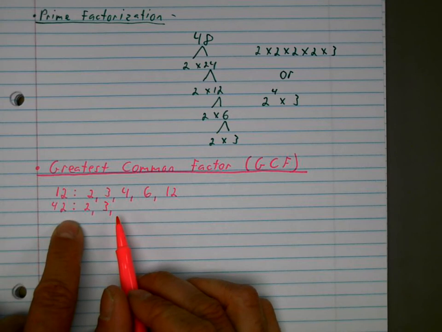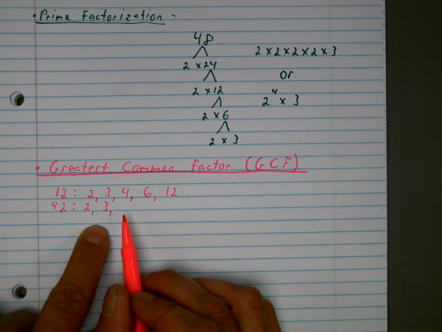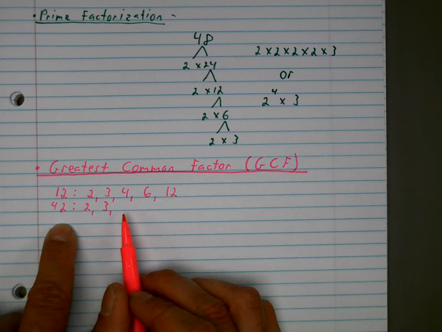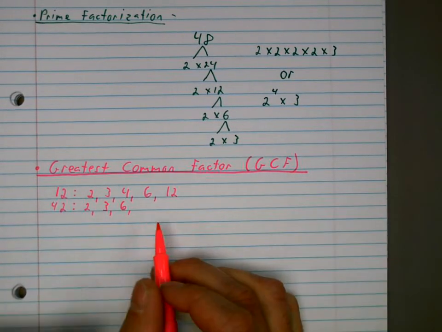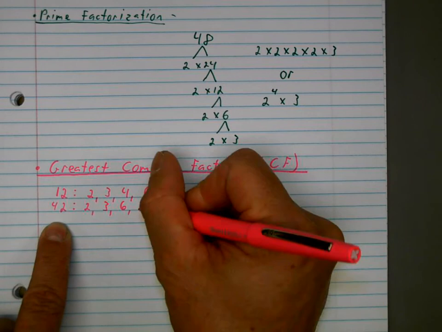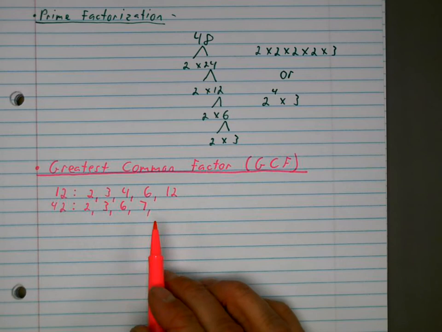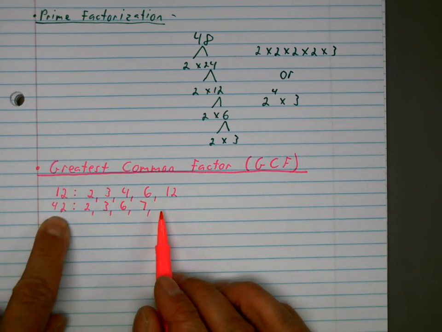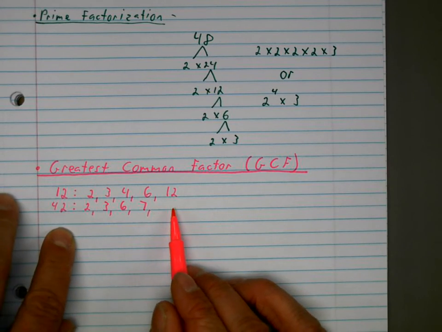Does 4 times something go into 42? I know 4 times 10 is 40, and 4 times 11 is 44, so nope. Does 5 times something give you 42? Nope. Does 6 times something give you 42? Yes. Does 7 times something give you 42? Yes. Does 8? No. 9? Nope. 10? Nope. 11? Nope. And 12? Nope.